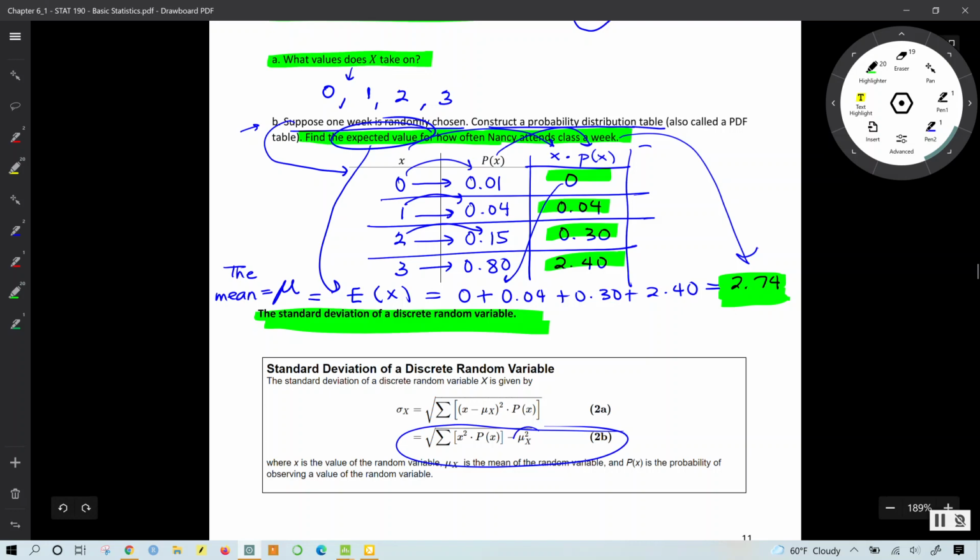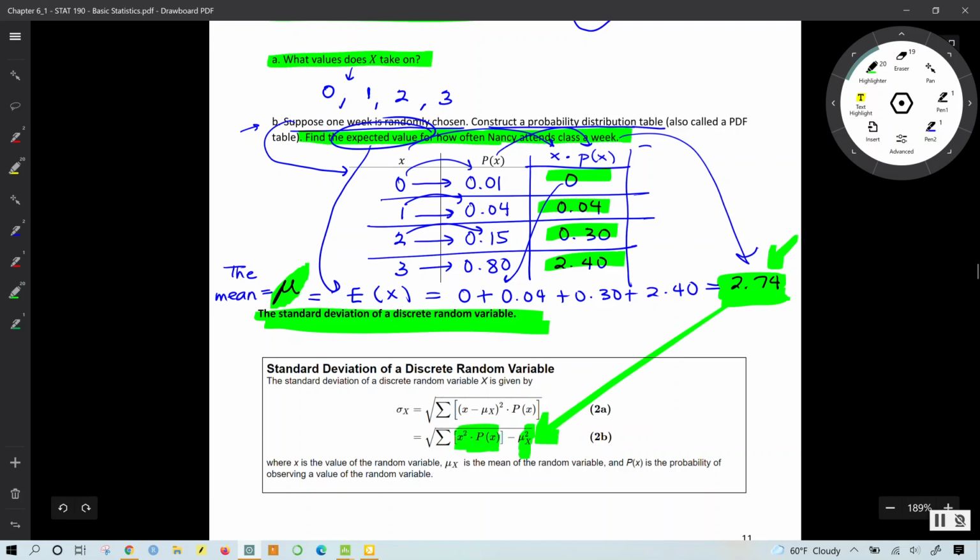You see, the first piece in this formula is mu of x squared. To keep it simple, remember we got mu of x here. Mu of x is right here. So the square of this mean, that is 2.74 squared, will be what's going here.